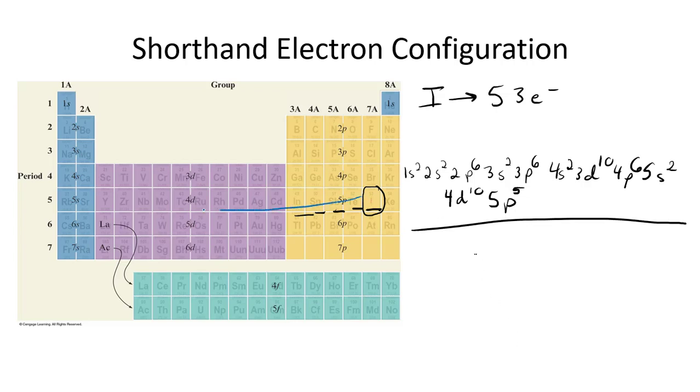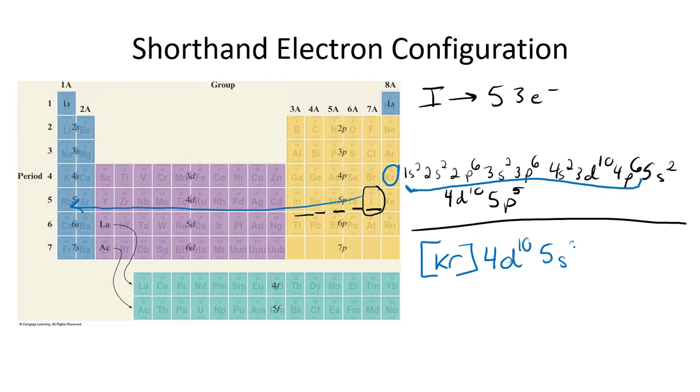What is the noble gas that precedes iodine? And we know it is krypton. So we put Kr in brackets, and I know that stands all the way up to the 4p subshell. So these electrons are already included in krypton. What comes next? Reorder them numerically so we can see our electrons. 4d10, 5s2, 5p5. And that allows me to see that I have 7 valence electrons.